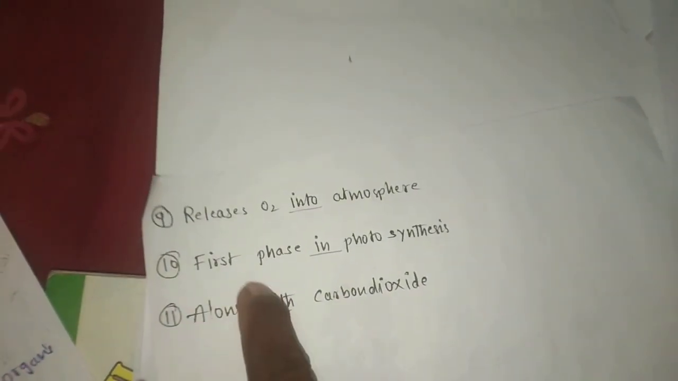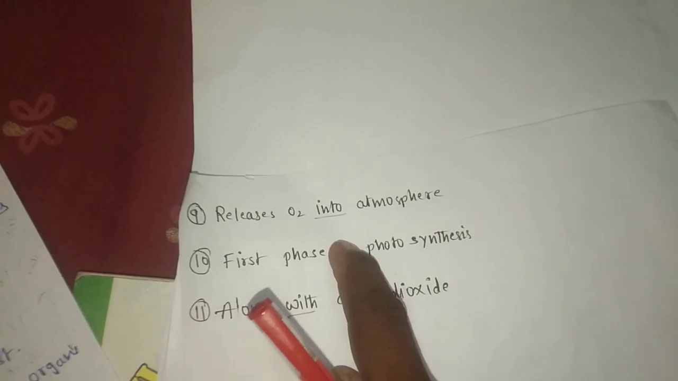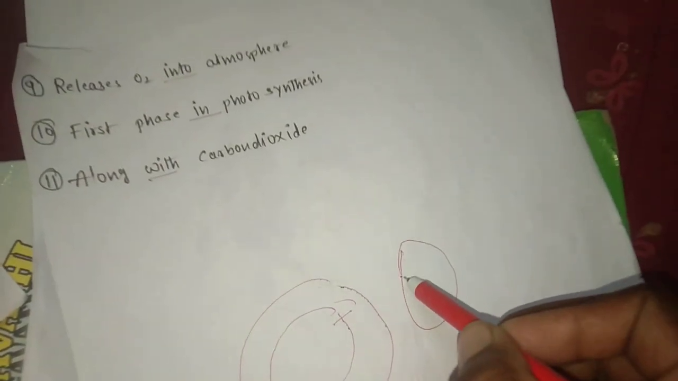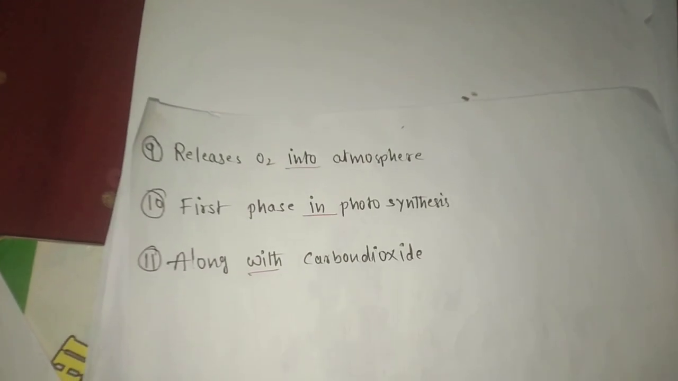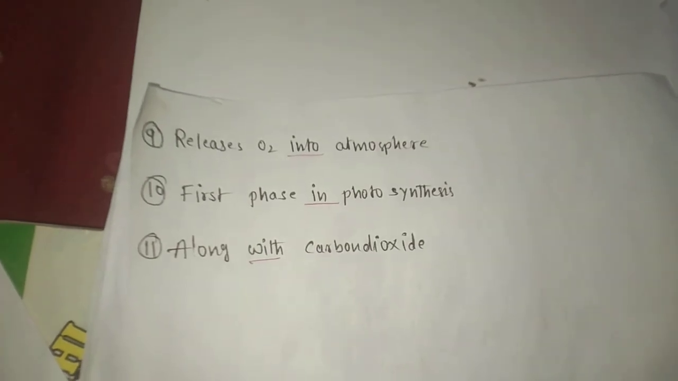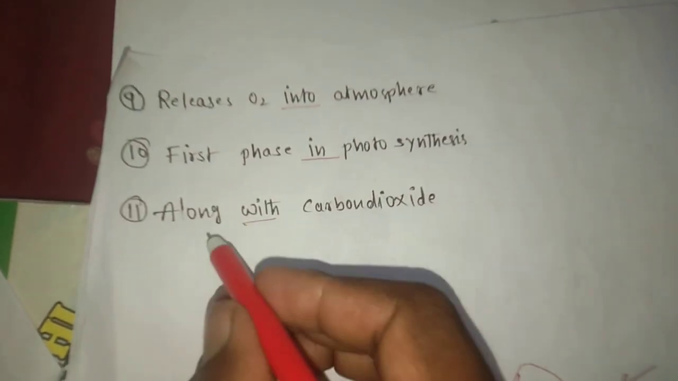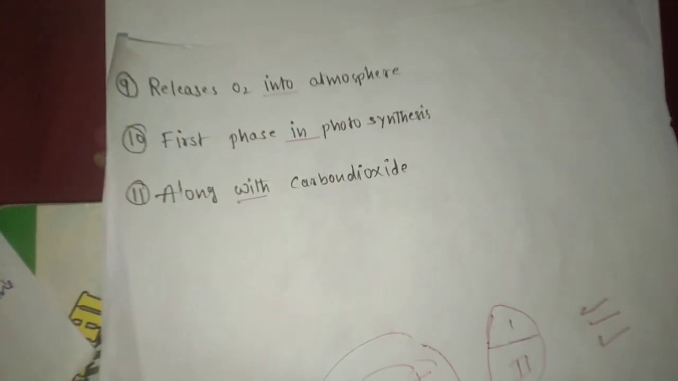First phase in photosynthesis. In the total action of photosynthesis, this is phase 1, that is phase 2. So in means something inside photosynthesis. Along with: the soldier fights with a sword, the cricket batsman hits with a bat. So with, along with carbon dioxide. I hope you are understanding well now.